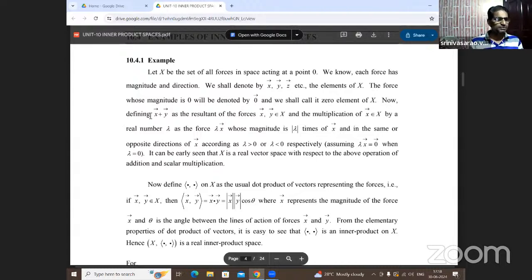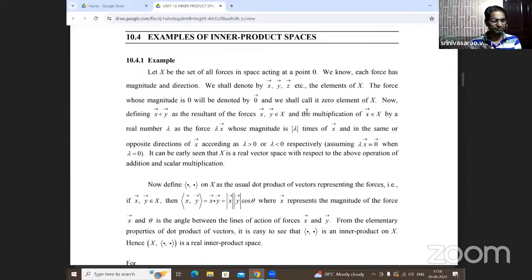The force whose magnitude is 0 will be denoted by 0 bar; 0 direction means null direction. This is the zero element of capital X. Now, what is the resultant of the forces X and Y? Addition of the X direction and Y direction means X bar plus Y bar. Scalar multiplication, where lambda is any scalar, applied to the X bar vector, is lambda X bar.